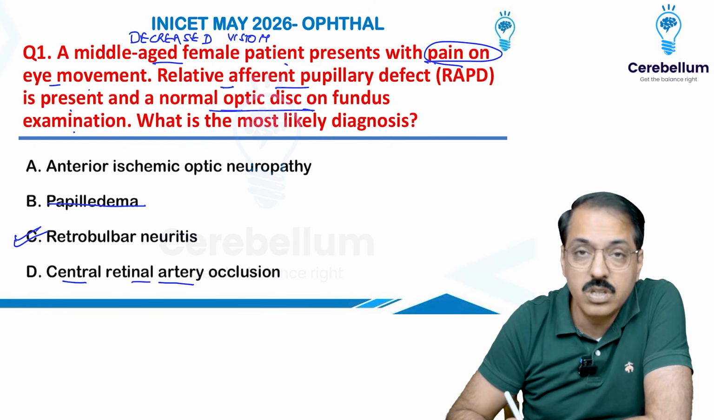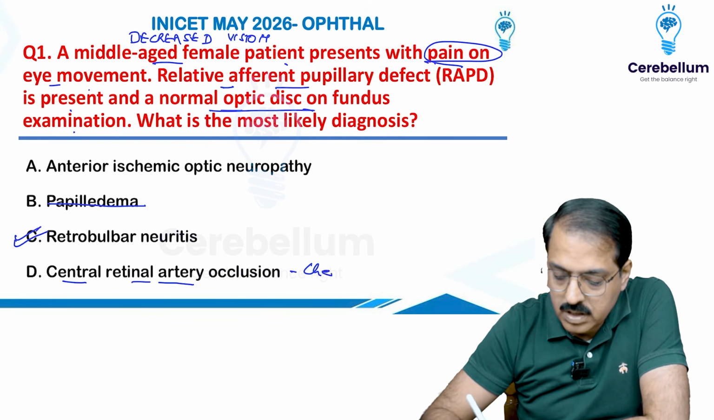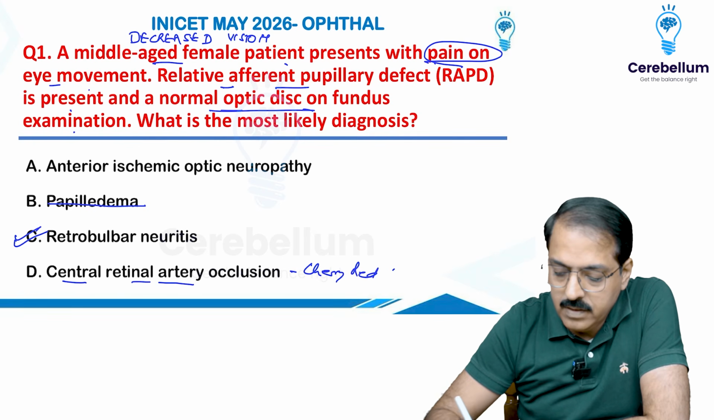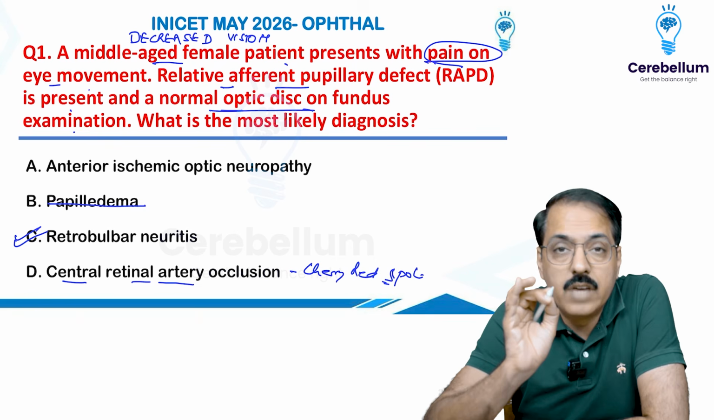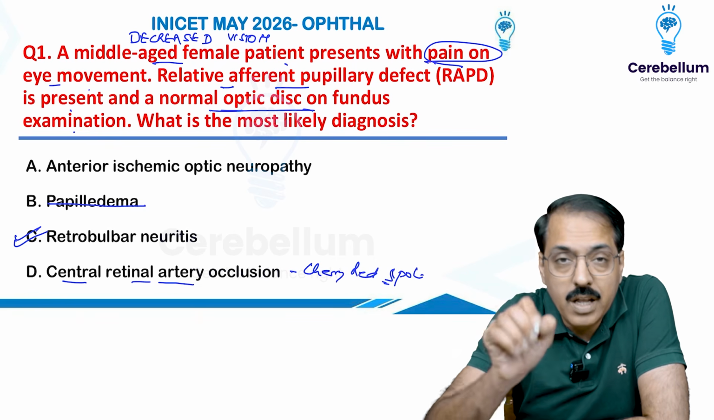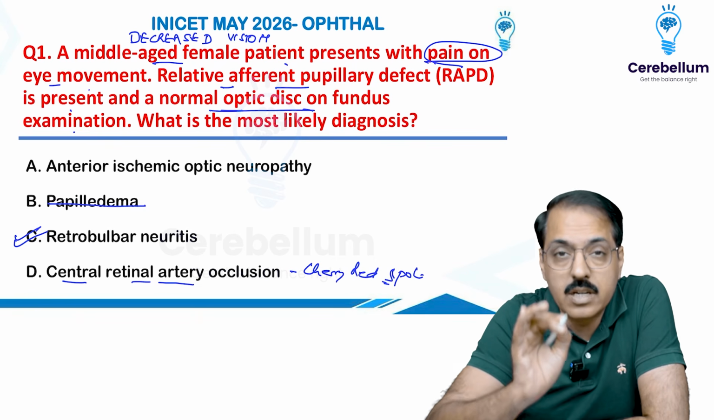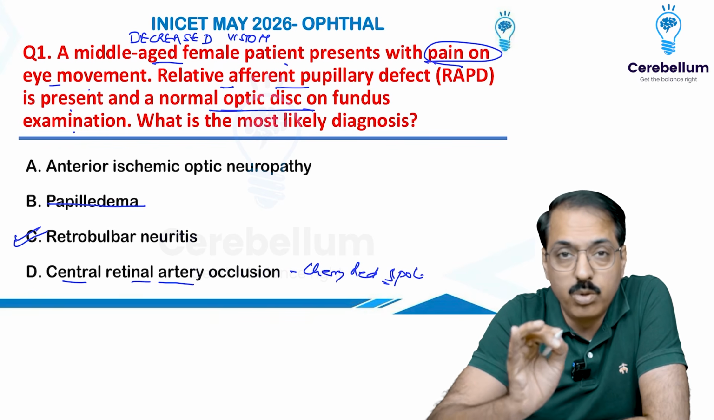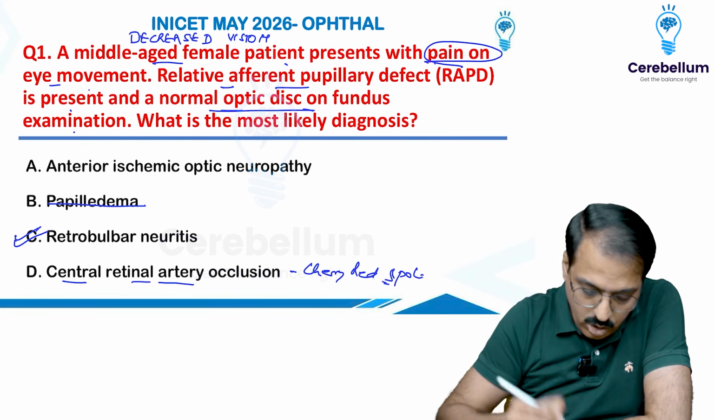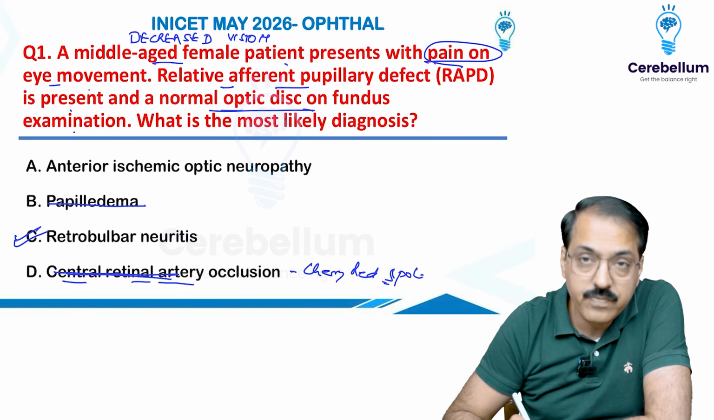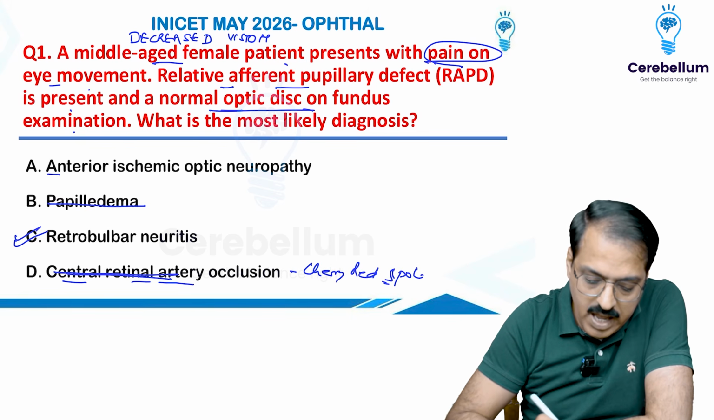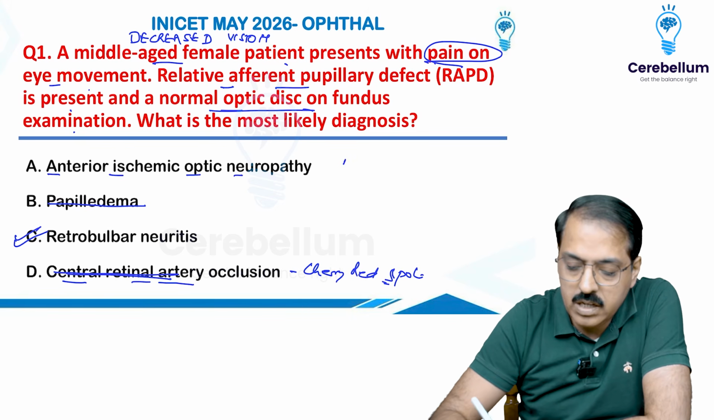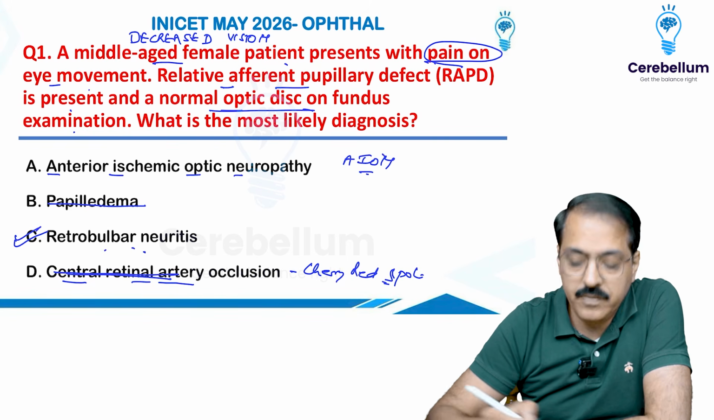Central retinal artery occlusion, we know, presents with a cherry red spot. Again, it will not be a normal appearing retina. They will have to give you a history of cherry red spot. And definitely it is not inflammation, so there is not going to be any pain also. So these two options were obviously out. Now we're left with AION, anterior ischemic optic neuropathy, and retrobulbar neuritis.